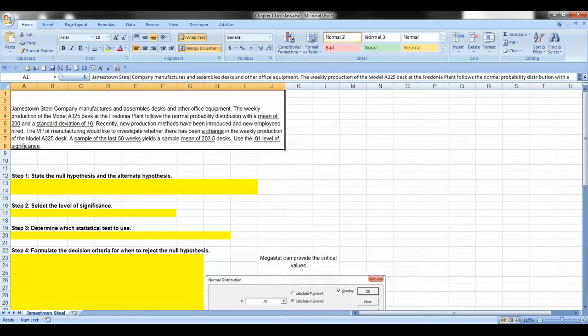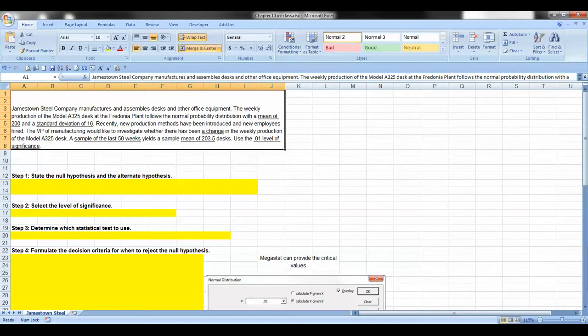This is the Jamestown Steel Company example for the hypothesis test, and in this example the company manufactures and assembles desks and other equipment. The weekly production of the Model A325 desk at the Fredonia plant follows the normal probability distribution with a mean of 200 and a standard deviation of 16. Recently, new production methods have been introduced and new employees hired. The Vice President of Manufacturing would like to investigate whether there has been a change in the weekly production of the Model A325 desk. A sample of the last 50 weeks yields a sample mean of 203.5 desks. Use the 0.01 level of significance.